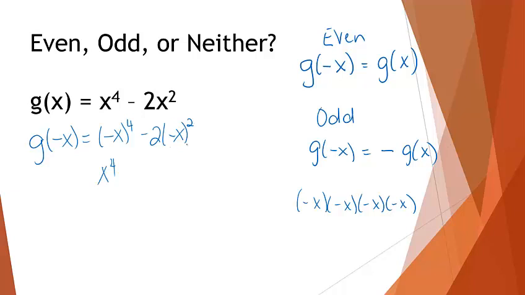And then right here I need to simplify this negative x squared first. Again, I have an even exponent, so that's going to become positive x squared. So I have minus 2x squared. Taking a look at this, I've got g of negative x equals x to the fourth minus 2x squared. So it looks like it's exactly the same as what I started with, which tells me that if it's exactly the same, then we have an even function.